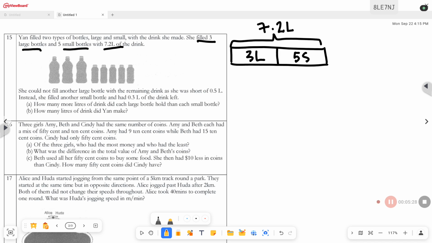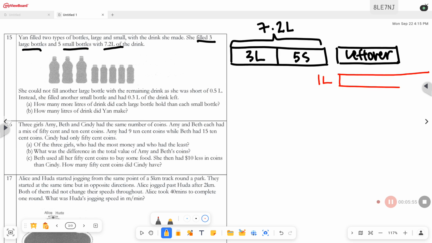Now, they say that I could not fill another large with the remaining drinks. Okay, so it means that I have remaining drink because it's 7.2 only. I still have a leftover. So this is my leftover. And they tell me that if I want to fill in 1 large with this leftover, I have not enough. Because if I want to fill in another large, I need to top up from my leftover.